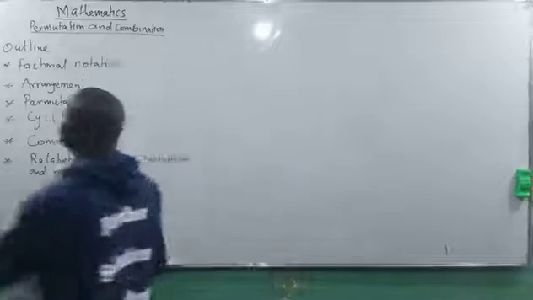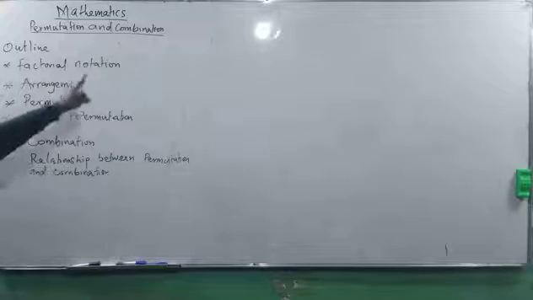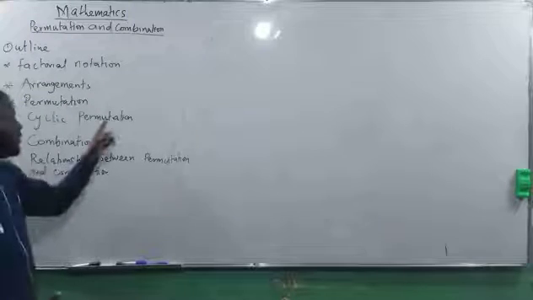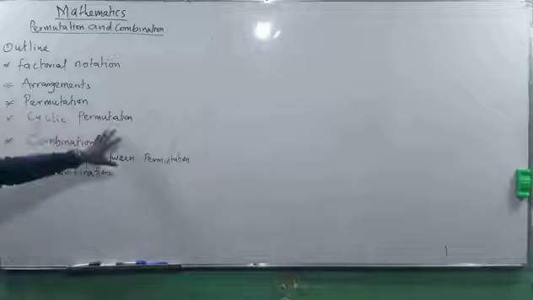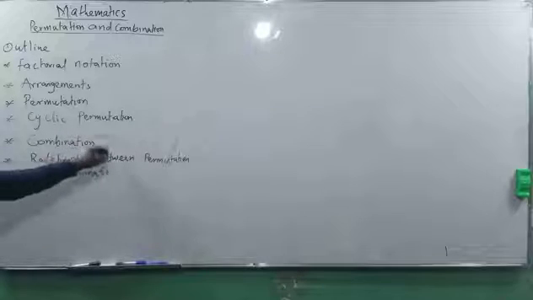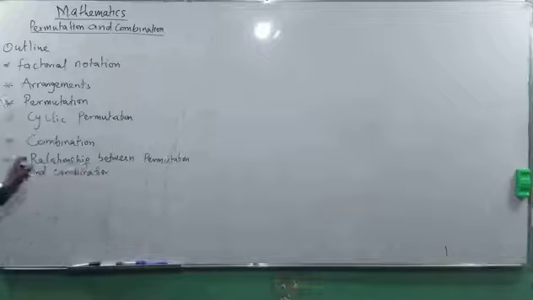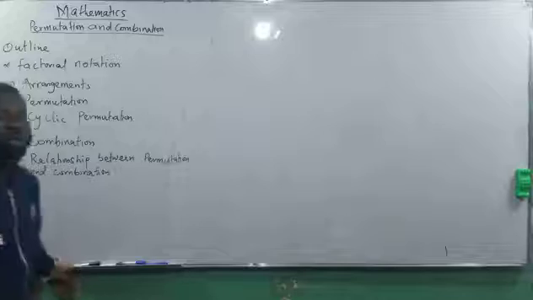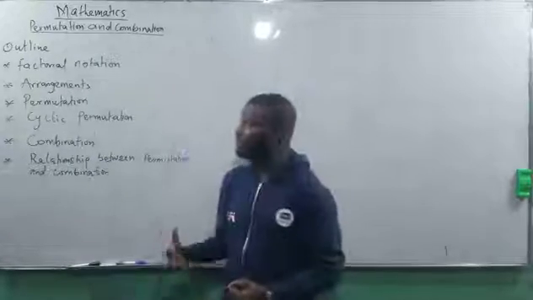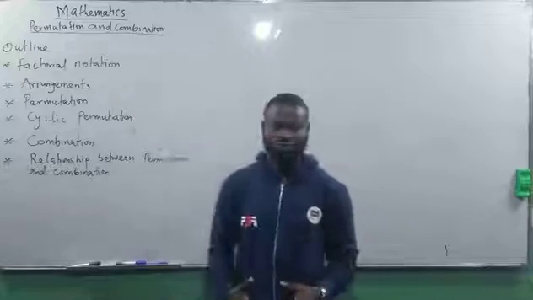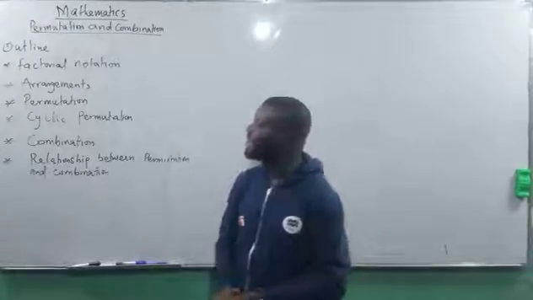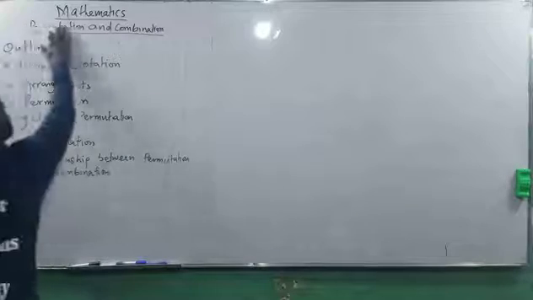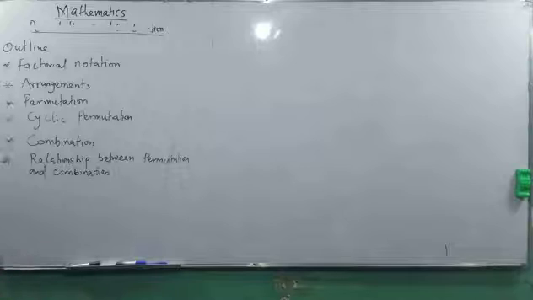The first outline, we'll be talking about factorial notation, which is video 1, arrangement, video 2, permutation itself, video 3, cyclic permutation, video 4, and combination, video 5, relationship between permutation and combination, video 6. It means on this course, be expecting 6 comprehensive videos. Now I will start from the first one, which is going to be factorial notation.